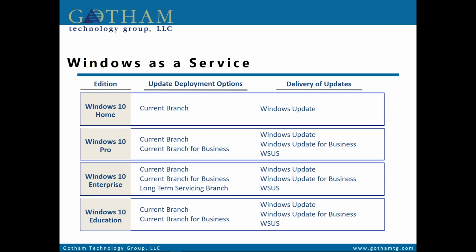Now, within that, and I don't want to spend a lot of time on this, you have these different layers of how often those updates will be applied. So you have current branch, current branch for business, and long-term servicing. Essentially, all that means is how often these updates are going to be pushed out. That's important for businesses because we need to reduce the level of risk that these updates might introduce into the environment. So current branch will be more frequent. Current branch for business will be spread out over that. Long-term servicing branch is specialized and will only happen very infrequently.